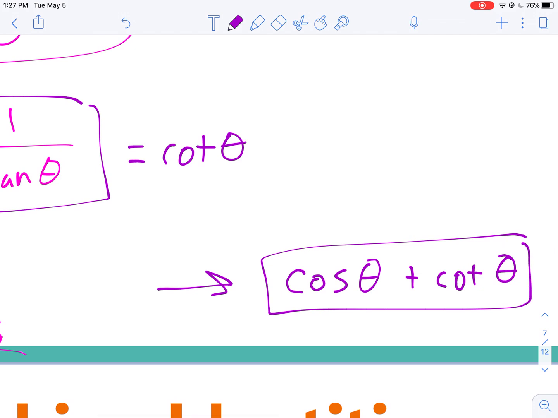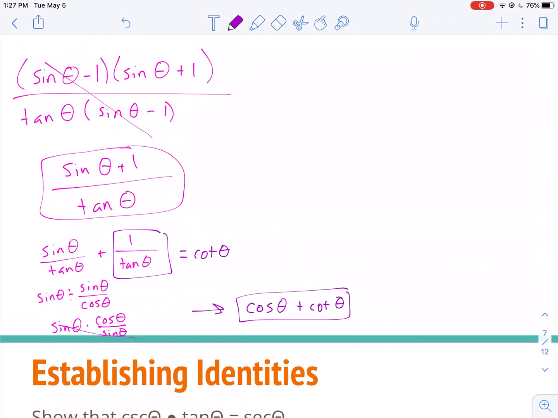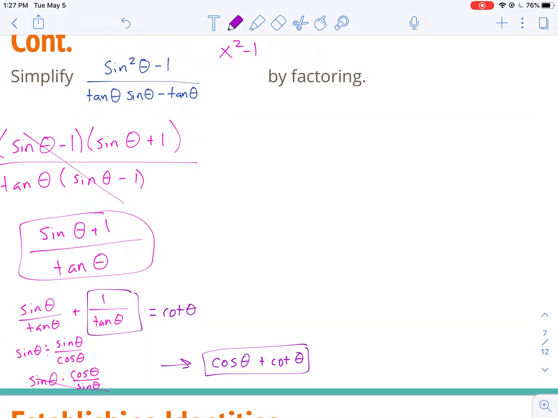So it really depends on how far the book would ask me to go, or any worksheet, any question on a quiz or a test that would ask me to prove the identity. Theoretically, it could have the sine squared theta minus 1 over tan theta sine theta minus the tangent of theta is equal to the sine of theta plus 1 over the tangent of theta, and you would know just to factor and get there. It might have it equal to the cosine of theta plus cotangent of theta. You might have to prove either one of those.